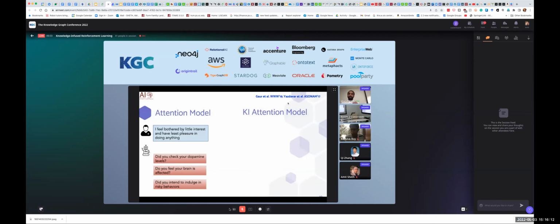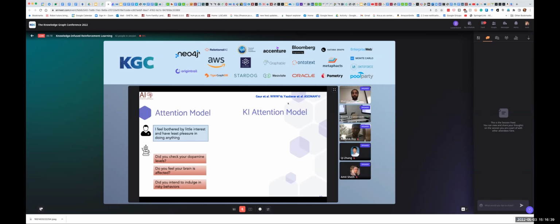Let's look at some examples of it as well. On the left is a generated question coming out of an attention model which has been trained on large-scale conversational data. A question comes to the model about a person's displeasure in doing anything, and the model comes out with these questions. If you look at these three questions, you see that such questions should not be generated by an agent.